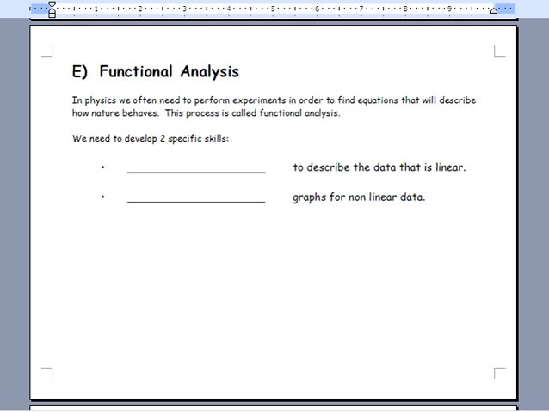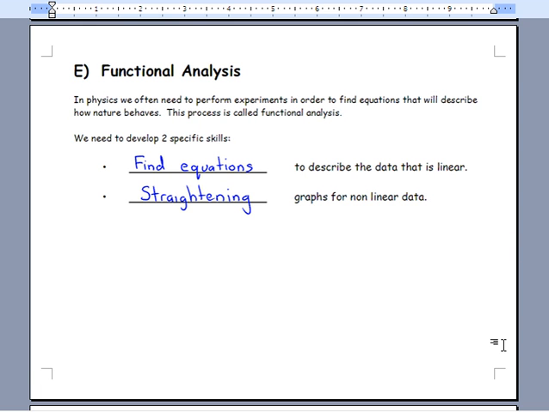And in order to do that, we're going to have to develop two specific skills. The first one is to find equations to describe data that's linear. And remember, linear just means straight. In a math sense, that'll be this video. And then the next video is going to be one looking at graphs that are curved. So nonlinear data, we're going to talk about how to straighten those things out so that we can come up with nice equations.